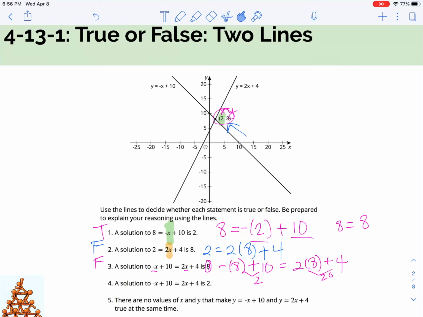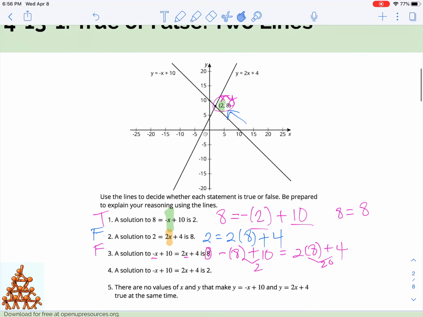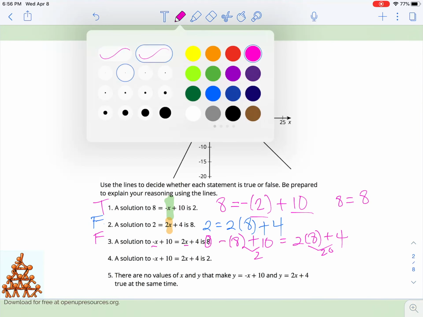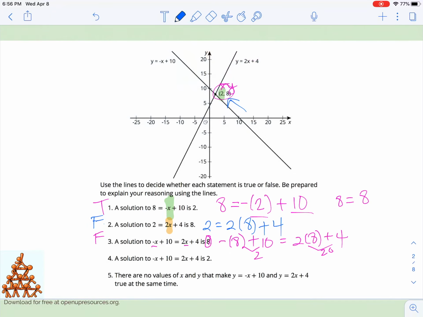But you can always plug it in, and if you plug the numbers in and it's not equaling each other, that's the best way to check. So if you get confused with the graph, I would just do that. I usually like to do equations instead of the graph, but whatever makes more sense.